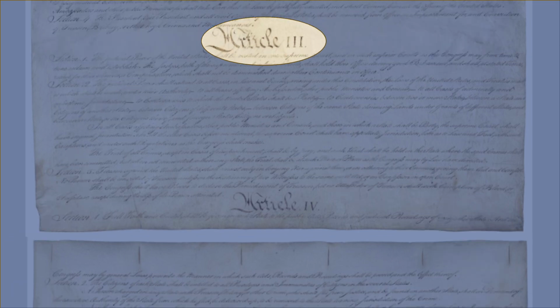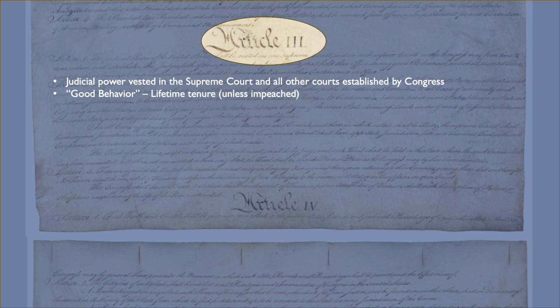Article 3 is super short. It says that there will be a Supreme Court and any other courts that Congress makes, and they will have the judicial power, that they have lifetime tenure unless they're impeached, and that they're the final court of appeals, and that treason is bad.